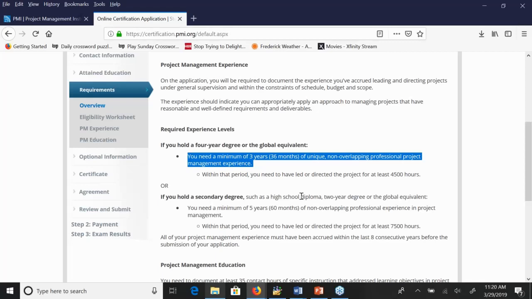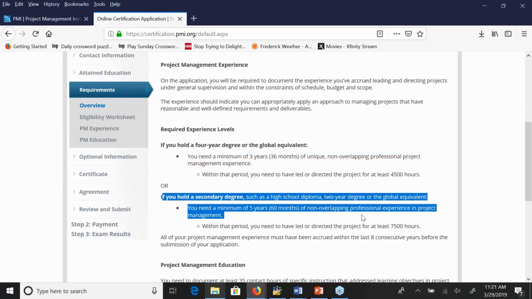Now, note that if you have the 4-year degree or the global equivalent, then you've got the need for 3 years and 4,500 hours. If you have a high school diploma, you need 5 years of experience and 7,500 hours. How far back can you go to claim experience? 8 years.